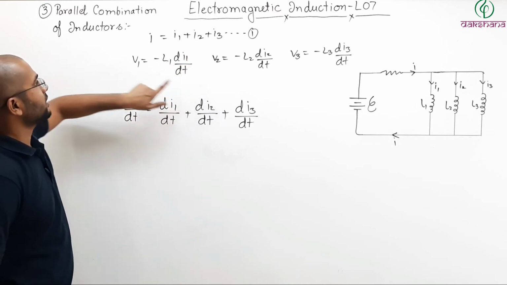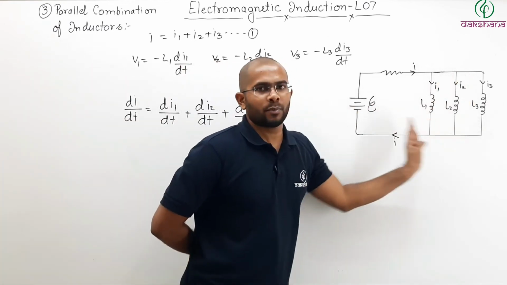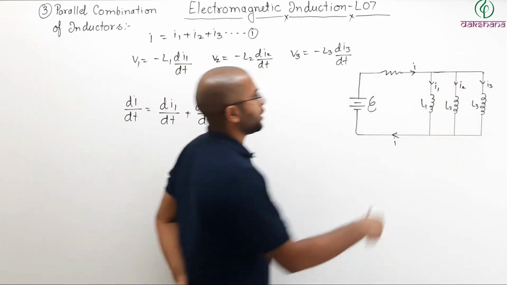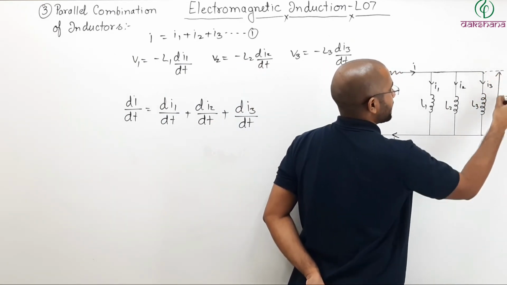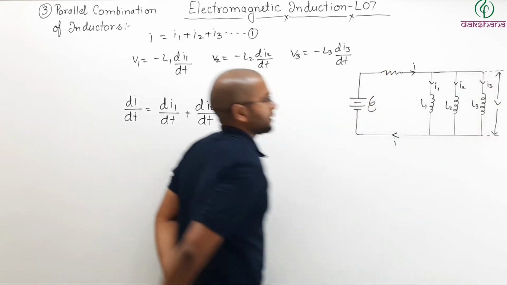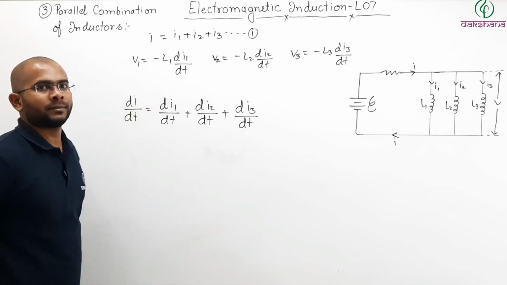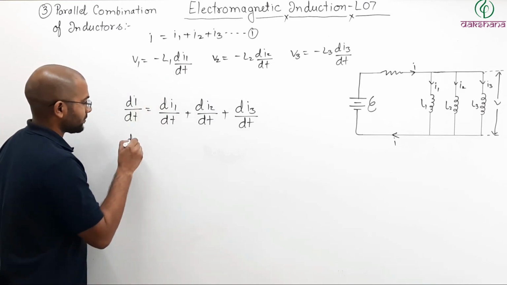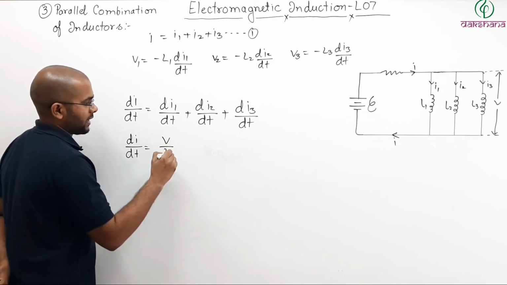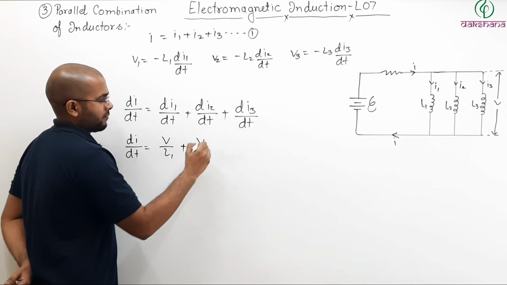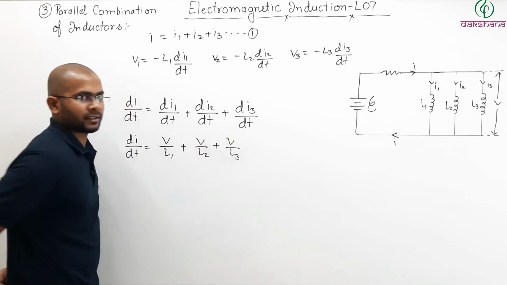Now from here, di1 by dt is nothing but V1 divided by L1. And all of these have the same potential difference, so let us write that as V. Let us write the potential difference across these two points as V. So di1 by dt may be written as V by L1. So can I write it here: di by dt equals V by L1 plus V by L2 plus V by L3, like this.